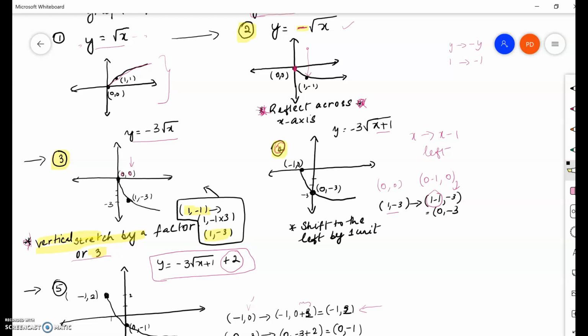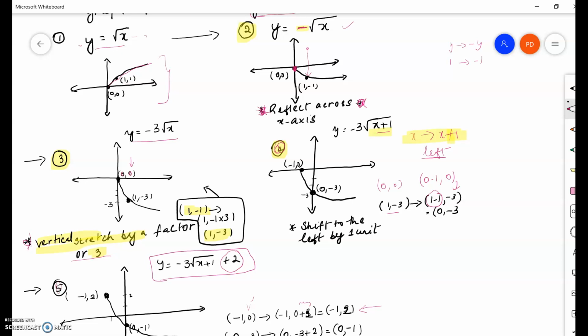The fourth step, we change x to x plus 1. So everywhere you see an x, you replace it with x plus 1. Changing x to x plus 1 would mean shifting the graph to the left by 1 unit. So shifting the graph to the left by 1 unit would mean subtracting 1 from the x coordinate.